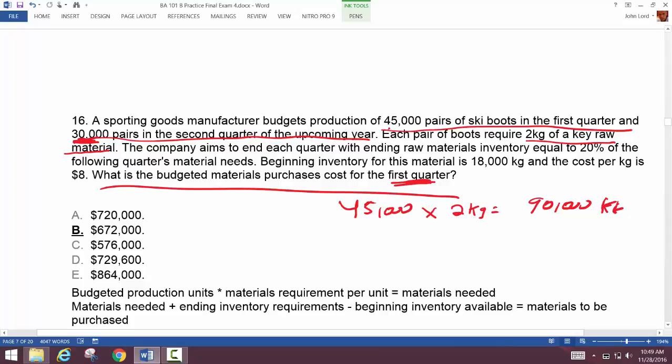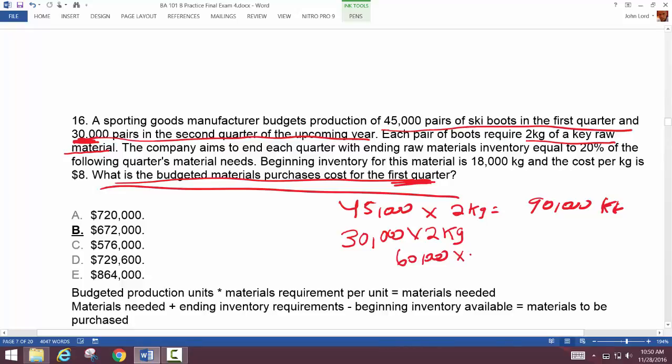Sporting goods manufactured production of 45,000 pairs of ski boots in the first quarter and 30,000 in the second quarter. What is the budgeted materials purchase for the first quarter? For the first quarter, I need the 90,000. And then 30,000 times what? Is it 0.2 or 2? 2 kilograms. That's 60,000? And then I want 20% of that?